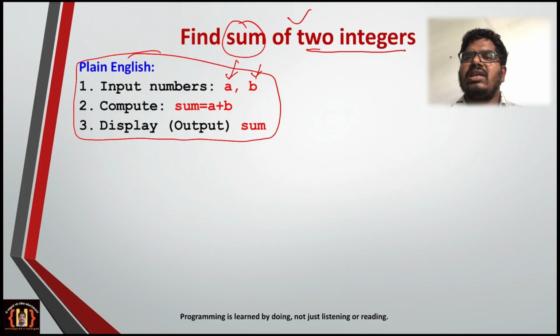A, B are the variables you are going to use to store these input numbers which are passed by the user. So these two variables I am storing, and once I store them, I am computing this summation and storing that value in the variable called sum. So now, output is present in which variable? It is in the sum variable. Okay, this is a plain English algorithm for the problem of finding the sum of two integers.